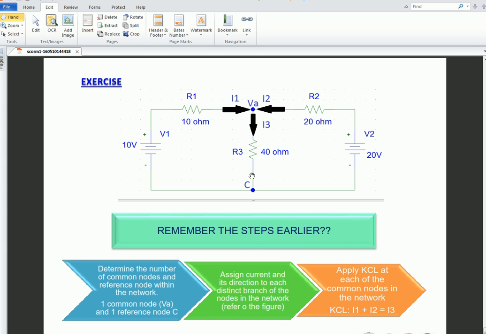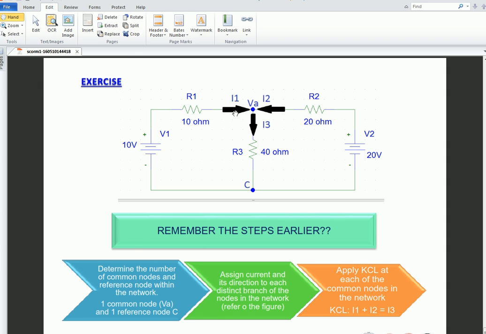So we define the voltage, for example we say the voltage is VA. Now we have to define the currents. We will have the currents I1 and I2 entering, and I3 leaving. So we have to define one form, current entering or leaving, and this is how we are calculating.